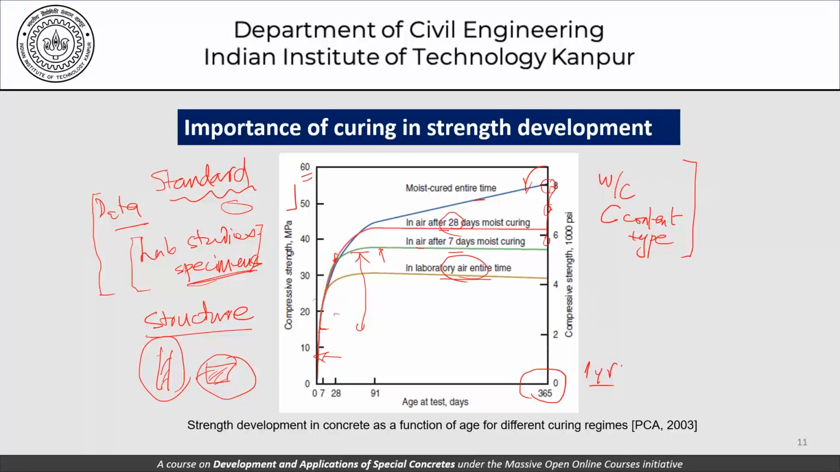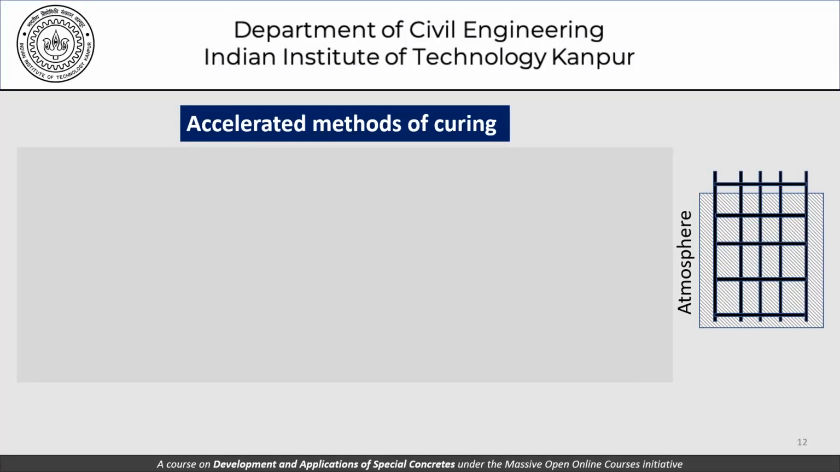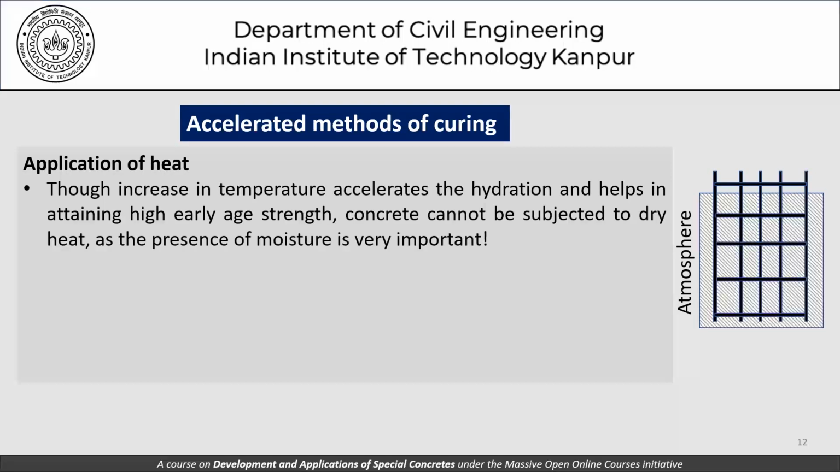When it comes to the structure, things are quite different, and do remember this difference when we are actually carrying out engineering practice, when you're working in the field. So having said all this, now let's come back to our discussion on methods of curing. There are accelerated methods because sometimes we just cannot wait for the kind of normal curing durations to be operating, and in those cases one of the most common methods that we use is application of heat.